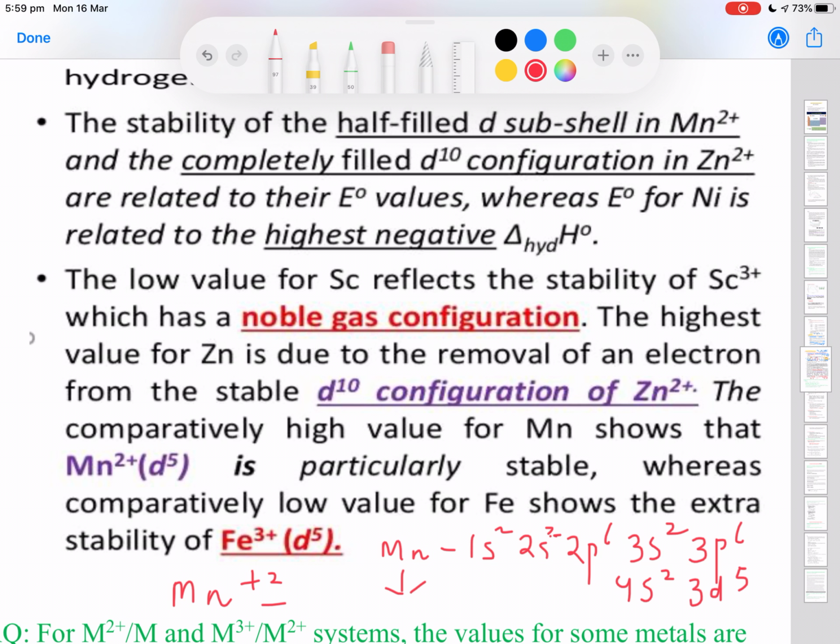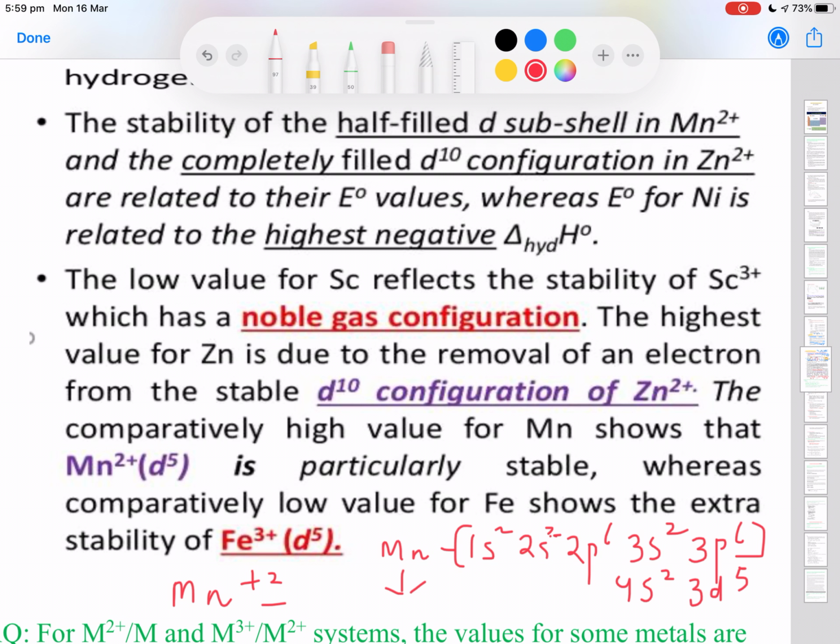So what should be the outer configuration for Mn plus 2? Everything remains the same till 3p6. So from here to here we can write in terms of inert gas also. Count 6 plus 2, 8, plus 2, 10, 10 plus 8 is 18. And 18 stands for which inert gas?